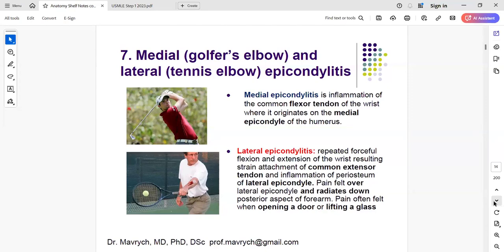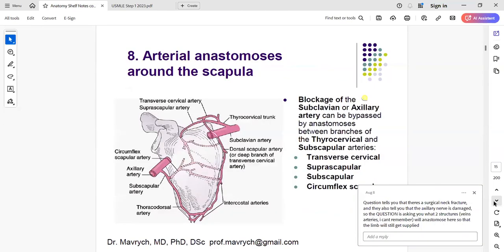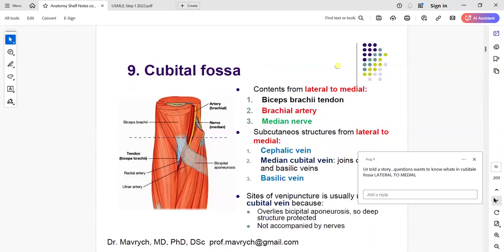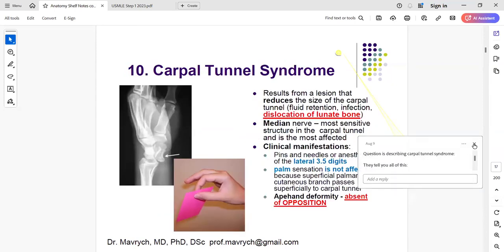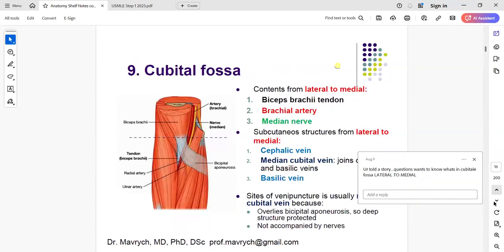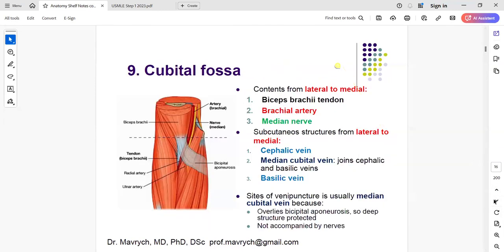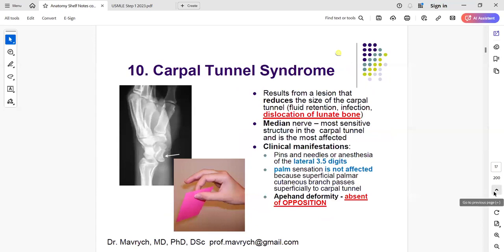So in golfer's elbow, there is medial epicondylitis inflammation, and in tennis elbow, there is lateral epicondylitis. Okay, not important. Anastomosis is not important. We'll skip it. Cubital we'll skip it. Carpal tunnel. Okay. So anything pathological is extremely important. All these things that I'm skipping, you guys literally have to memorize it. Okay. So yeah. Carpal tunnel, they obviously ask you the nerve which is involved.